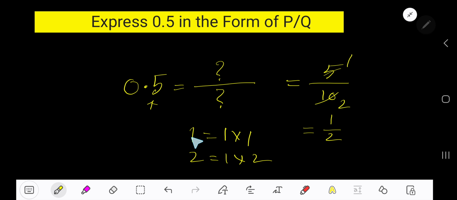So 1 is the factor of 1, and 1 and 2 are the factors of 2. The common factor is 1. If you divide this 1 by 1, you will get the same number. If you divide this 2 by 1, you will get the same number. So we can say that this is the lowest form, or reduced form, or simplest form.